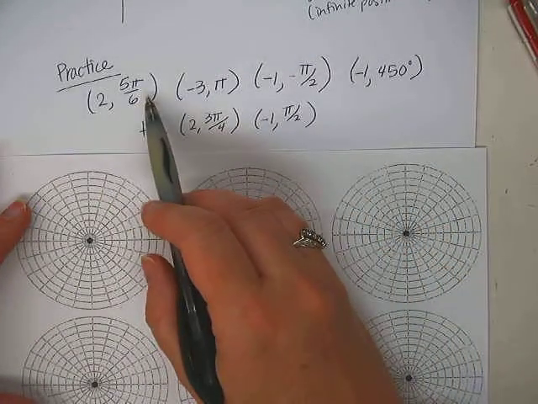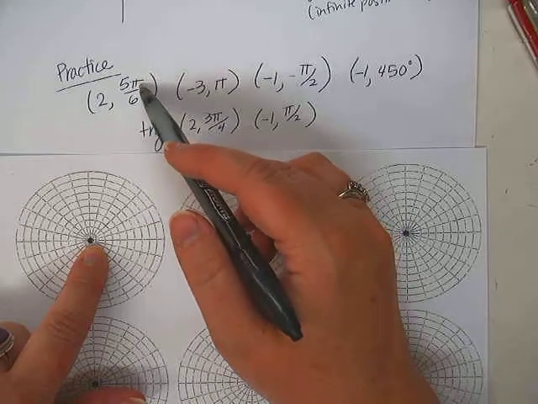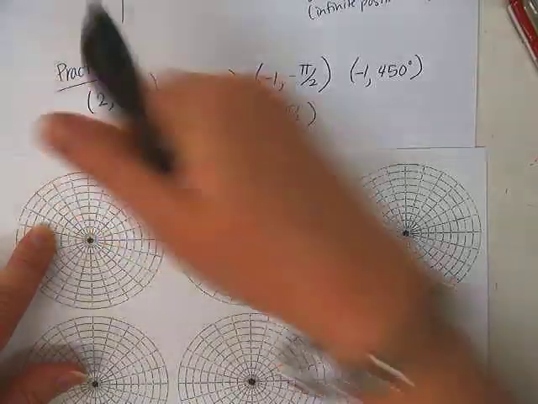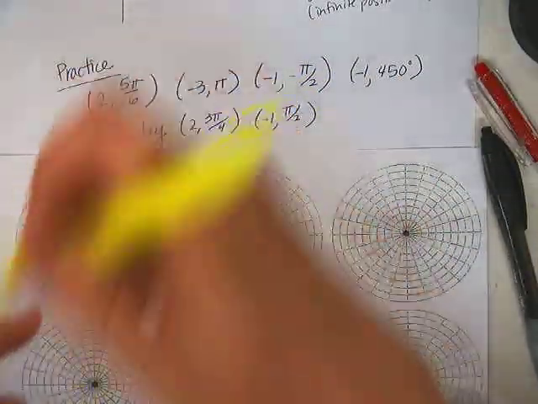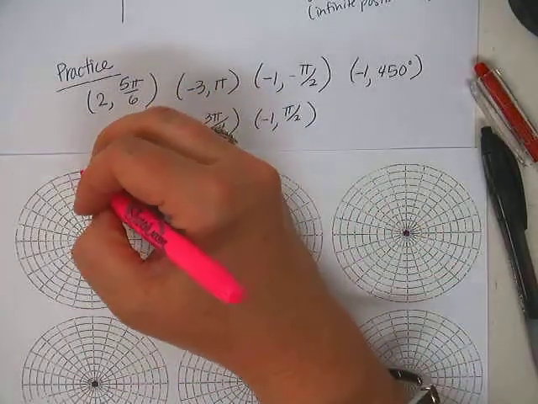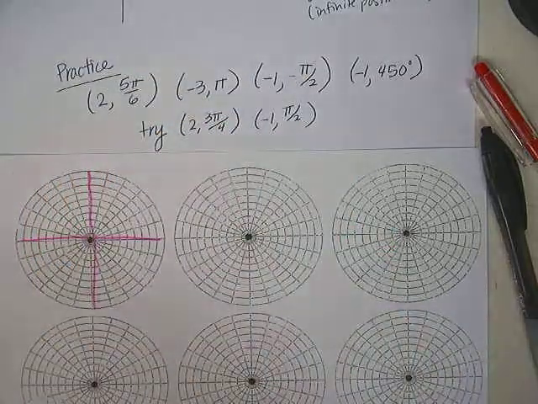Okay, so 5 pi 6. 5 pi 6 would be increments of 30, and my graph paper is increments of 15, so I think that would be, here I'm going to use a highlighter. I think this graph paper would be easier to deal with if you had your axes marked somehow, so that you can see better what's going on.